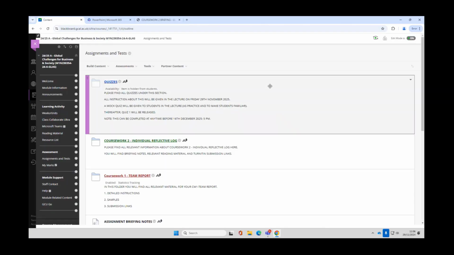Okay, first of all, if you go on to assignments and tests on GCE Learn, you will be able to see under assignments and tests there are two new folders here. At the moment, the quiz folder is hidden from you. So you can see that on my screen because that's the lecturer's view.